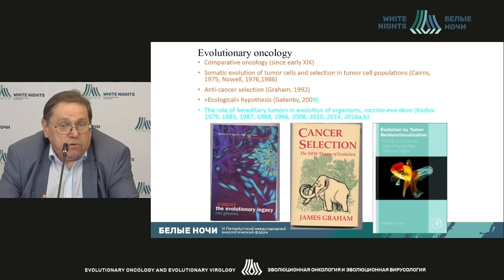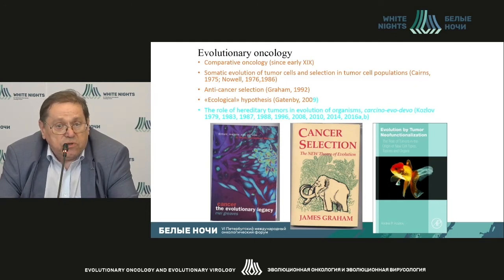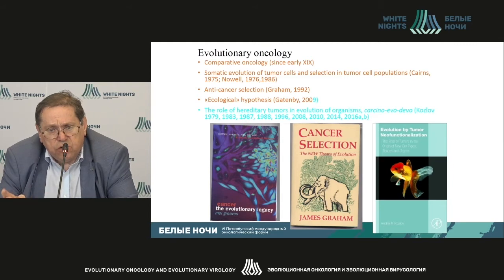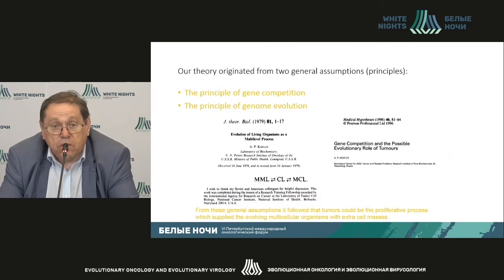There are different areas. Comparative oncology has been developing since the early 19th century. Somatic evolution of tumor cells was developed in the middle of the previous century, in the 1970s. There are different hypotheses related to anti-cancer selection. We have developed our understanding of the evolutionary role of tumors starting from the 1970s. There are a great deal of publications, and several books were published in different fields of evolutionary oncology. One of these books is our book.